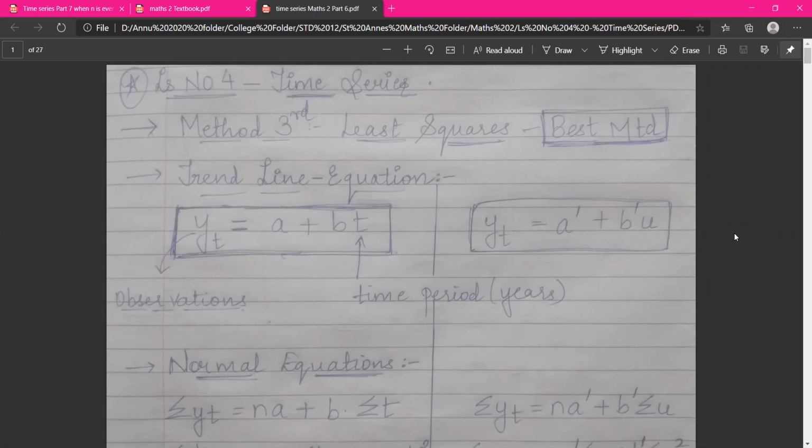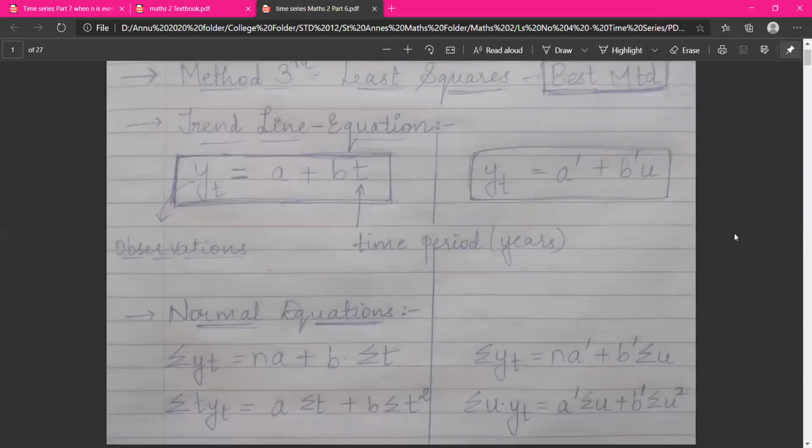So, class, as you all know, in our last lecture, we started with the third type of method which is used for estimation of time series. And the name of that method was least squares method. Now, in this particular method, there were two types of sums which depended upon the time period, that is n. So, in our last lecture, we studied when n was odd. Now we will be studying the sums related to when n, the time period, is even.